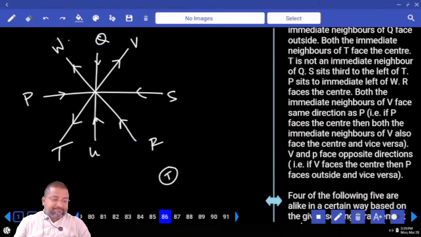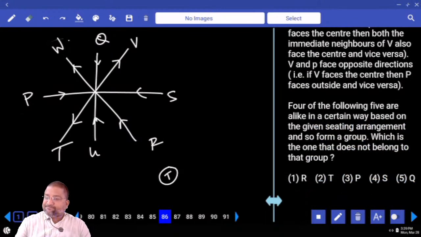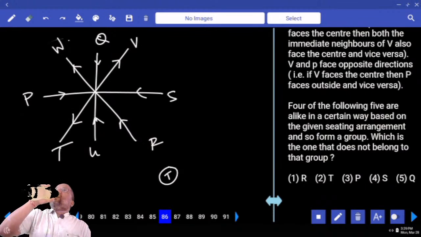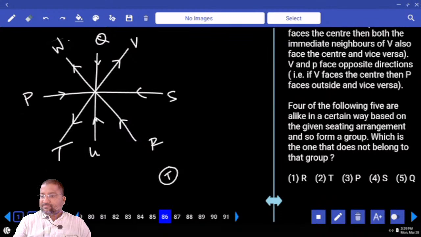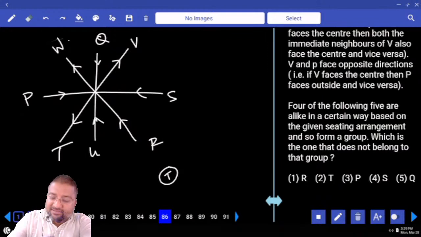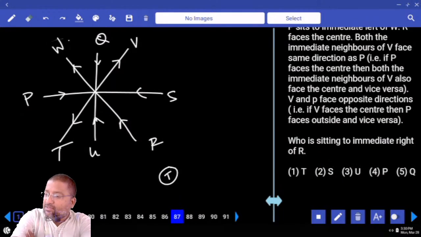Okay, come on. Let's see the 86th question. 4 out of the following 5 are alike in a certain way. Based on the given seating arrangement, form a group which is the one that does not belong to the group. R inside, T outside, P inside, S inside, Q inside. Which option is my answer? Second option. Who is sitting to the immediate right of R? R is facing inside, immediate right of R is S.